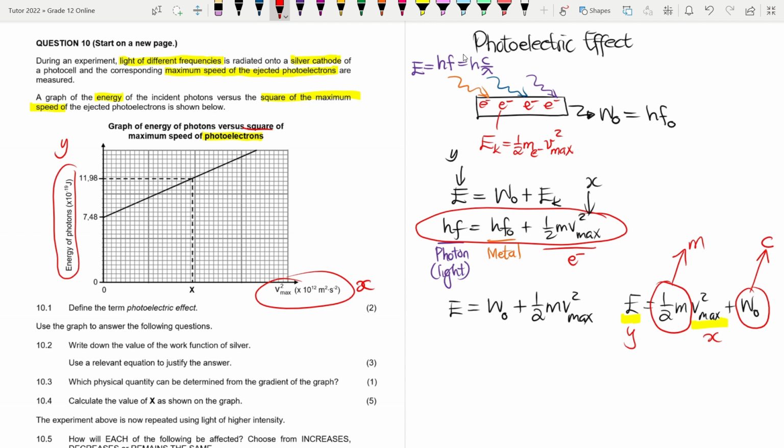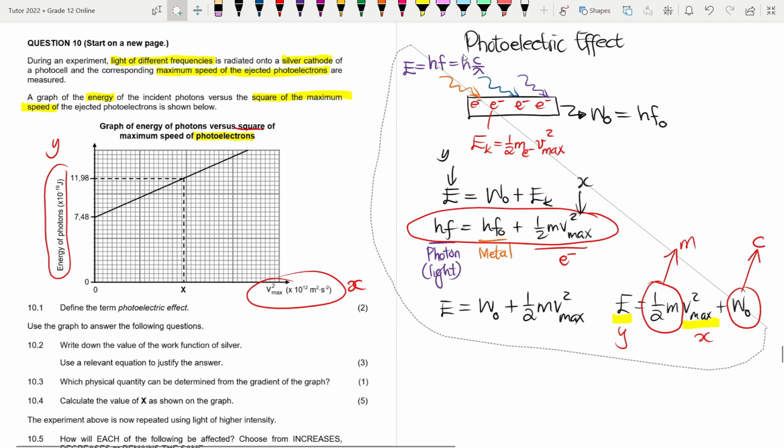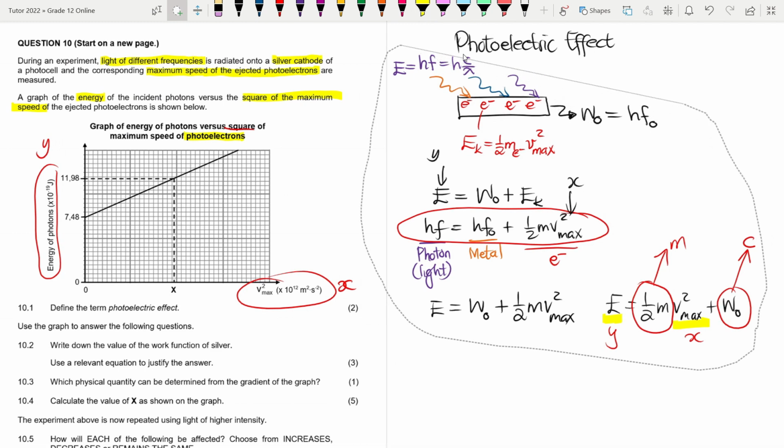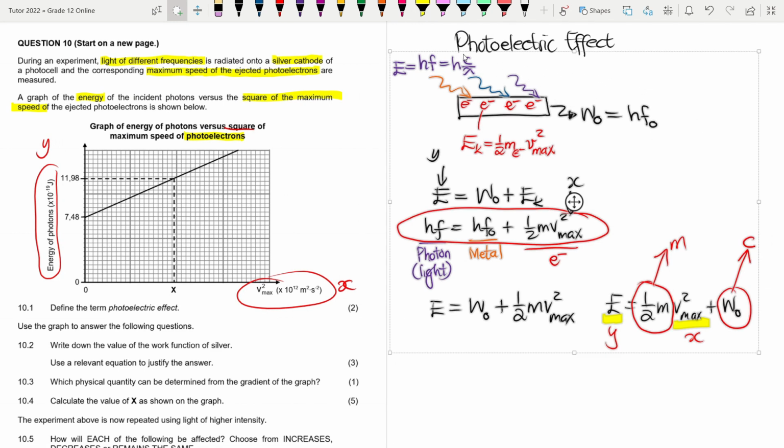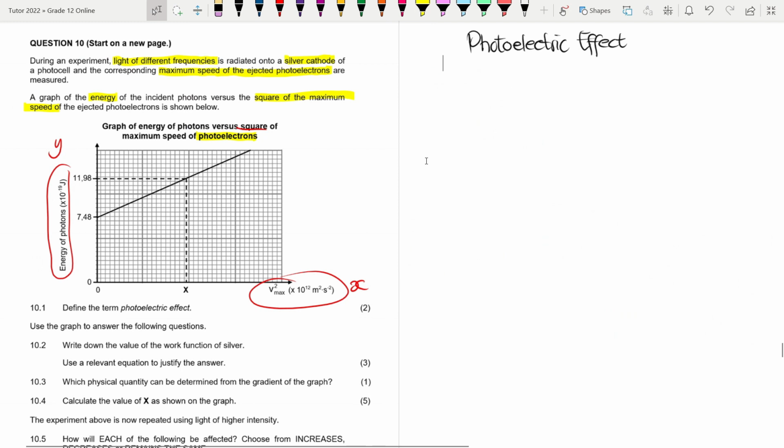Is that fine so far? That's just the revision of the theory. Is that fine? Yes. Okay. Then we proceed to the questions. 10.1 is to define photoelectric effect. What can we say?